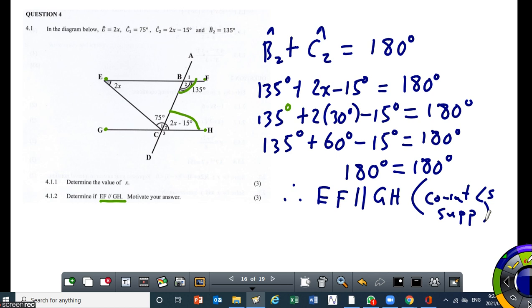Yes, sir. Right. I'm sure you can read that it says if the co-interior angles between two lines are supplementary, then the lines are parallel. That's the one that I used here because we are not told or given on the diagram that EF is parallel to GH. Therefore, we have to use the converse of co-interior angles, which would be co-interior angles supplementary. All right?